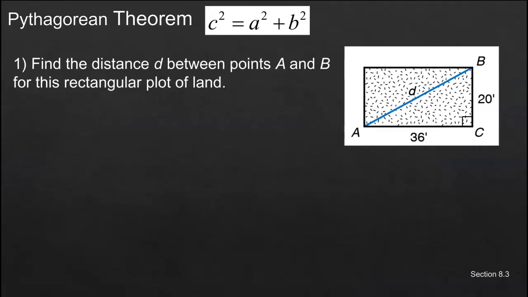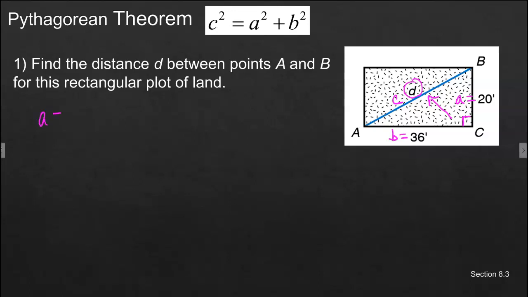And we're going to do that here. So this one says find the distance D, here's D, between points A and B for this rectangular plot of land. We can see right here that we have our right angle, and it's opposite side D, which means that when we use our formula, we're going to be finding the hypotenuse or the C. So in this case, we can name these whatever we want as far as which side is A and which side is B. Let's do this, and then we'll call this side C, where the D is located.